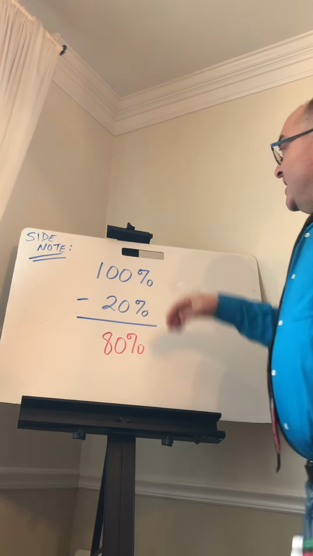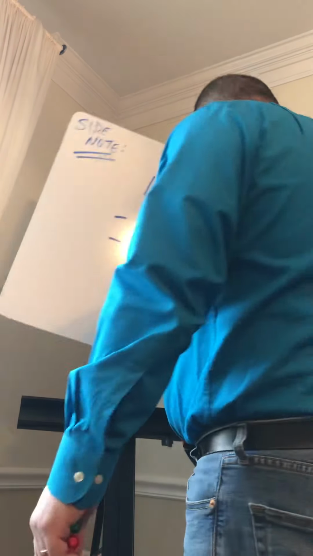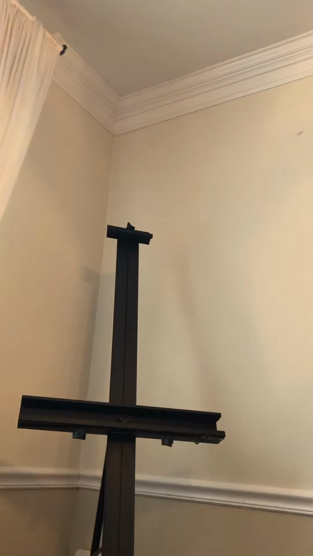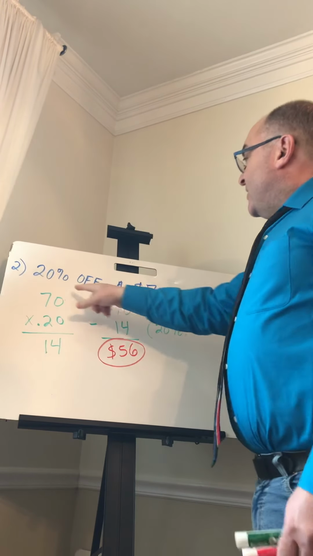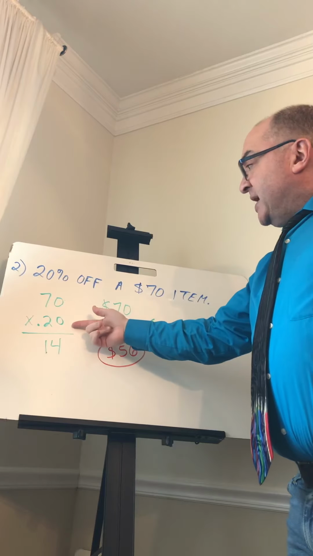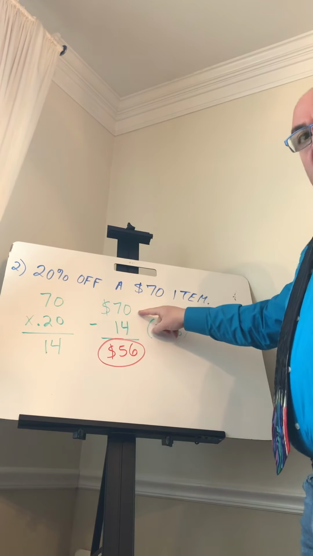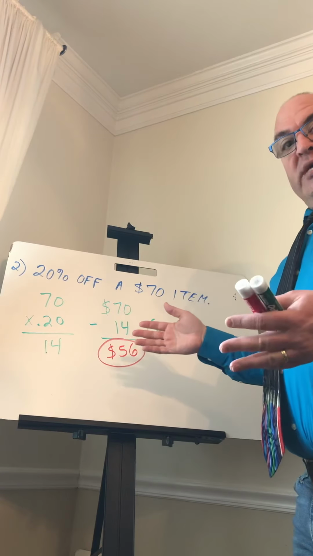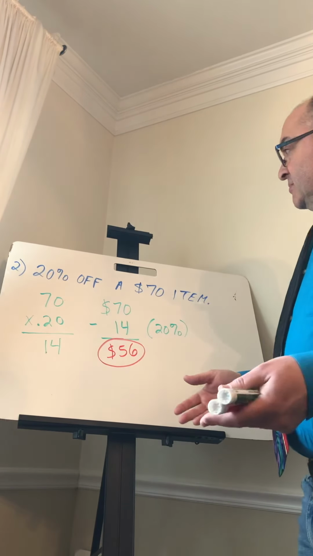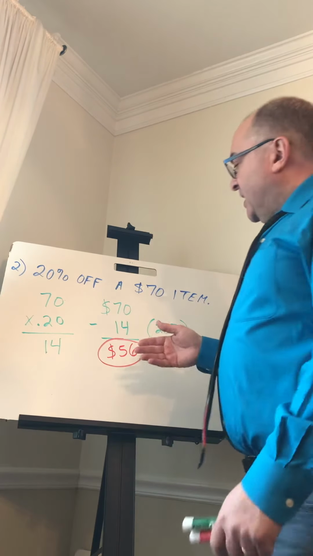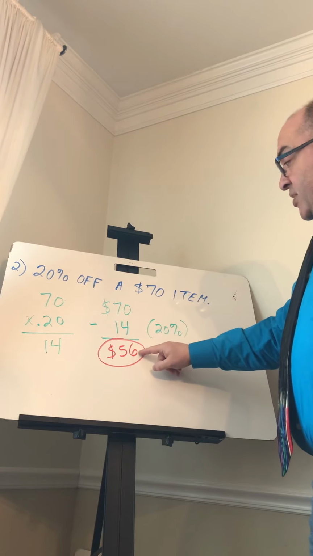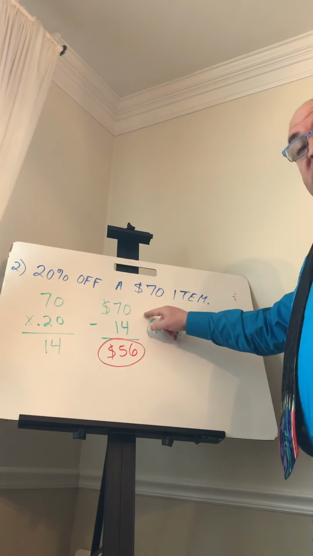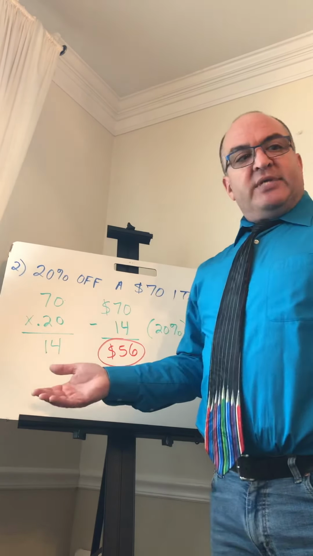So my point is, instead of doing all the work we just did, here's how you make your life easier. Instead of taking the 20% and subtracting that from the 100%, why don't you just pay 80%? Do you understand what I'm saying? In other words, you took off 20%. This number here is 80% of the $70, right? You said we're paying 80%, right?